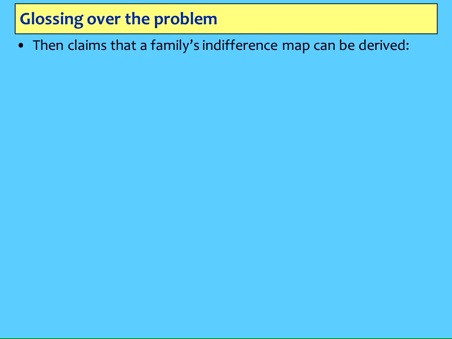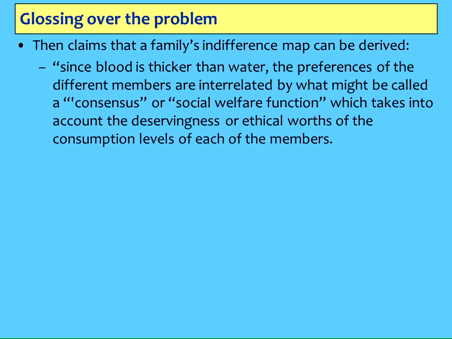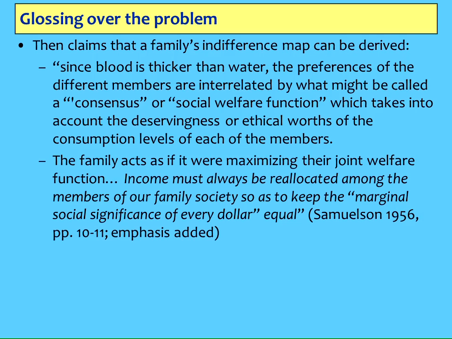However, he said, what about a family? Well, you must have a pretty good family. Blood is thicker than water. So the preferences of the members of the family are related to what we might call a social welfare function, taking into account the deservedness of each member of the family. And therefore... Germany in the 1930s. Pardon? We tried that in Germany in the 1930s. Yeah, it worked pretty well, didn't it? Yeah. And don't forget Pol Pot.